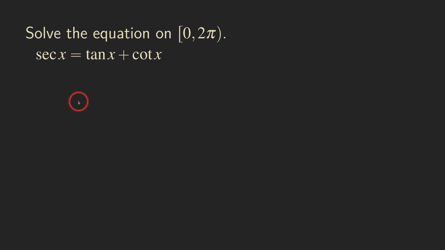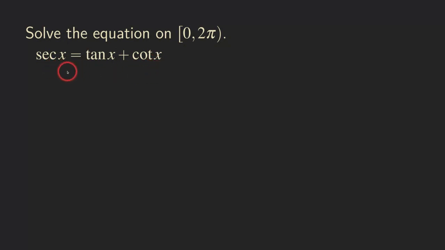Hello everyone, let's look at this equation with three different trig functions. This one has secant x is equal to tangent x plus cotangent x. Because they're all different trig functions and there are no squares on them, it's really hard to just turn one into the other without having to deal with square roots.